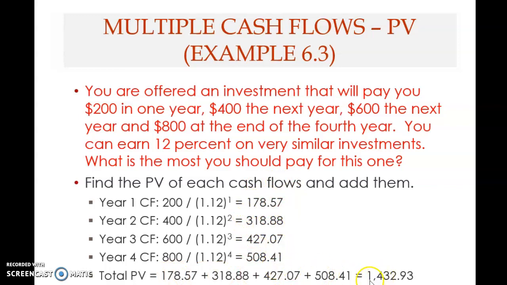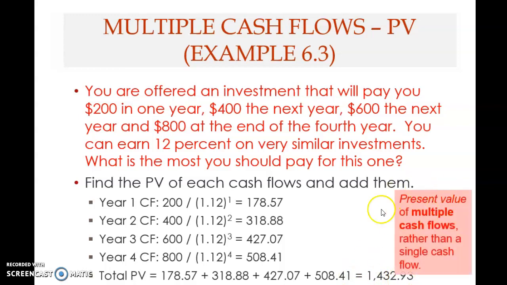Alright, so therefore you get 1432.93. Note that this is actually the present value of multiple cash flows compared to previously. In the previous chapter, we looked at the present value of a single cash flow. Here we have multiple cash flows. Okay, that's the difference between this chapter, chapter 6, and chapter 5. Now we can show this in a spreadsheet. We can also show this in a financial calculator. Let's show this in a spreadsheet first.